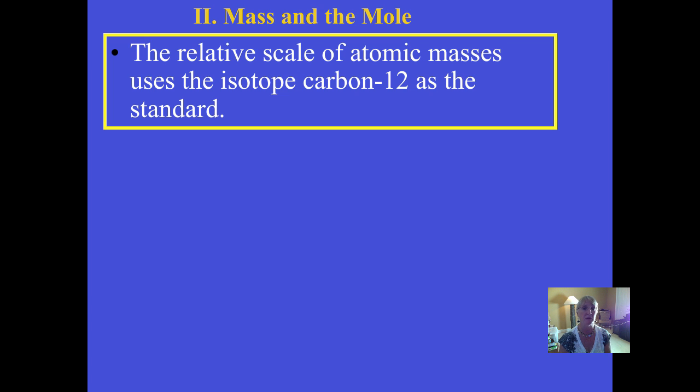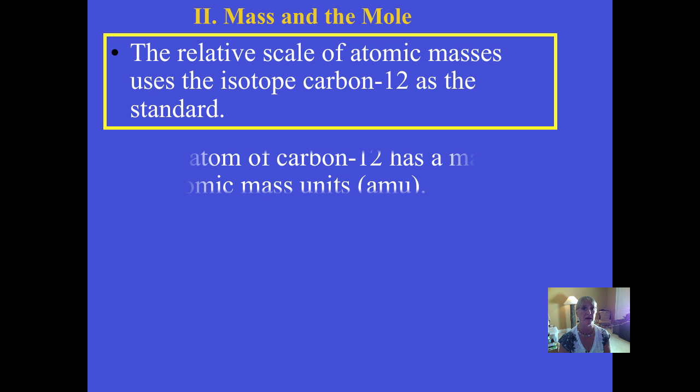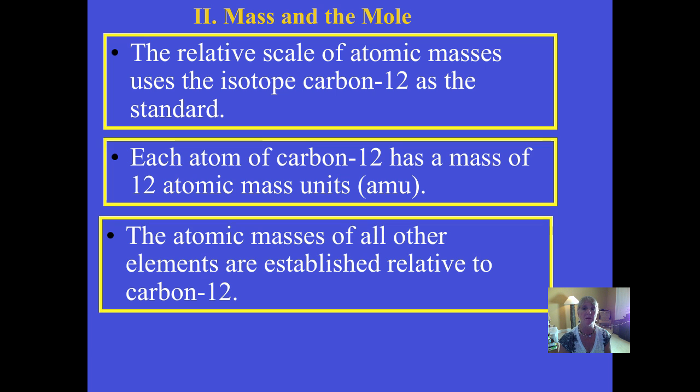So we have to have something upon which to base the masses of our elements. And chemists have chosen the element carbon to be the standard to which all other elements are compared. Notice that it says the isotope carbon-12. There are different versions of elements. It has to do with the number of neutrons that they have. Don't worry about that for now. Carbon-12 is the most common form of matter, and each atom would weigh 12 atomic mass units, AMU.